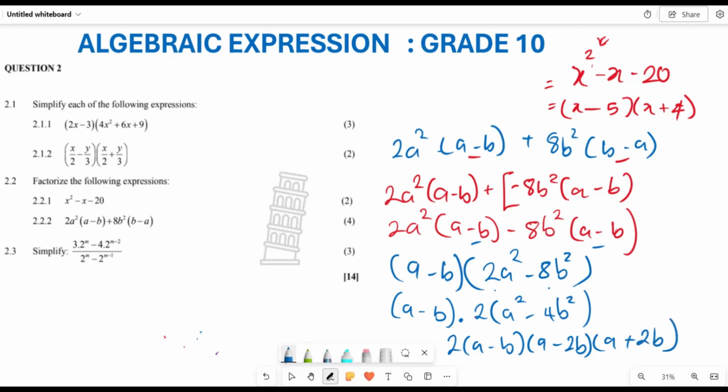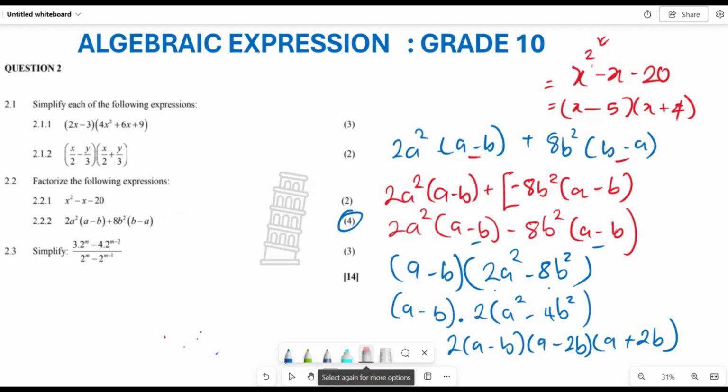Plus my 2b, which is going to be the answer that I'm having in here. So basically, this is how I am going to get the entire 4 marks in here. I am hoping that this one makes sense.